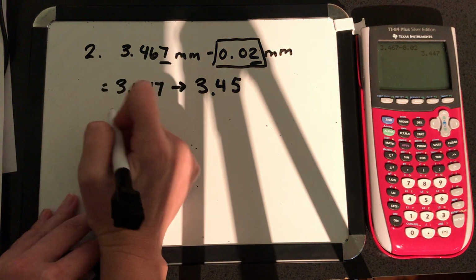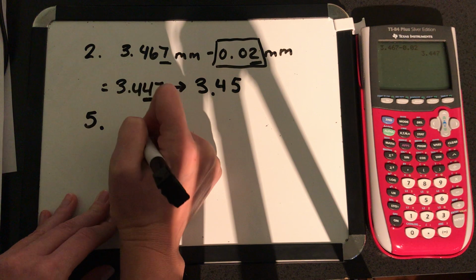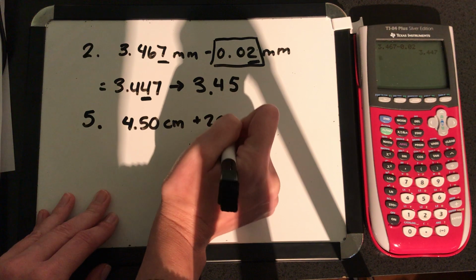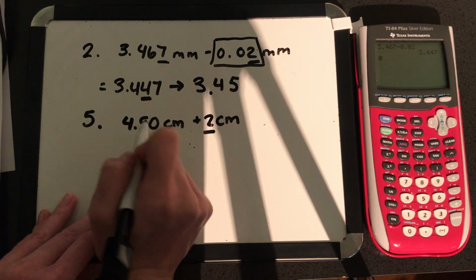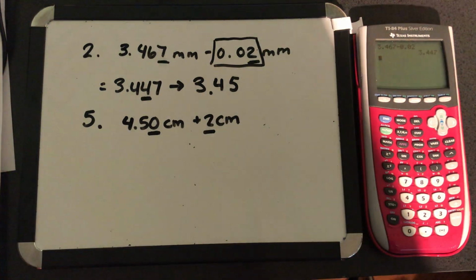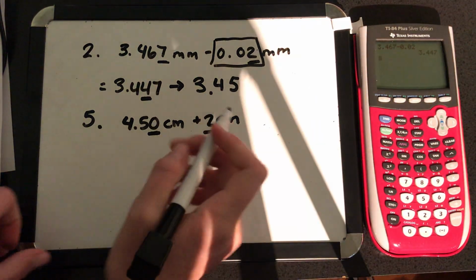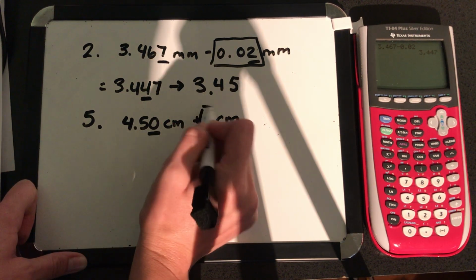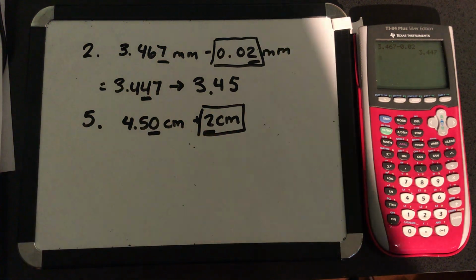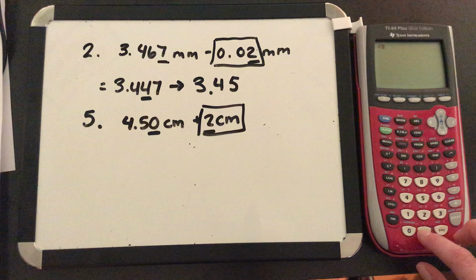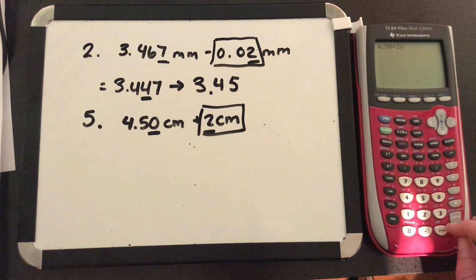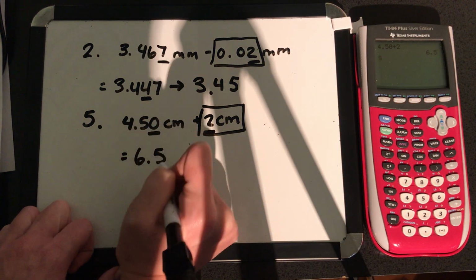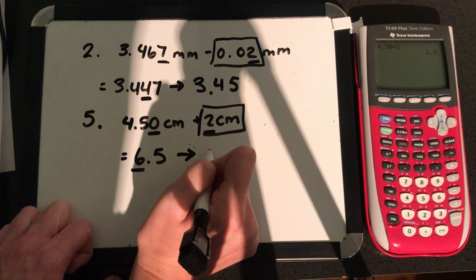An example of addition would be number 5 in section C, and that is 4.50 centimeters plus 2 centimeters. Here we have the ones place, and here we have the hundredths place. So our ones place is going to be our least significant place. So this is what we're going to round our answer to. So once again, plug this into our calculator. You probably don't need to plug this into a calculator though, to know that we get 6.5 as our answer. And since we're rounding to the ones place, we're just going to end up with 6.